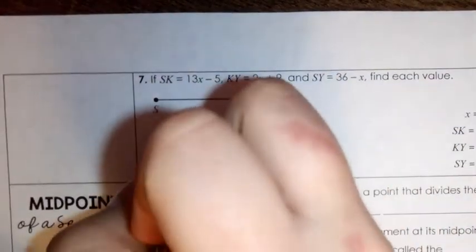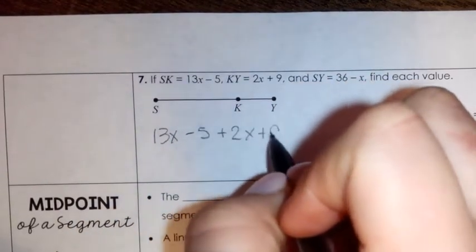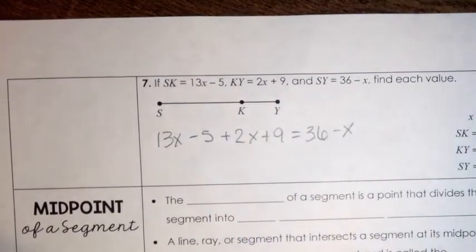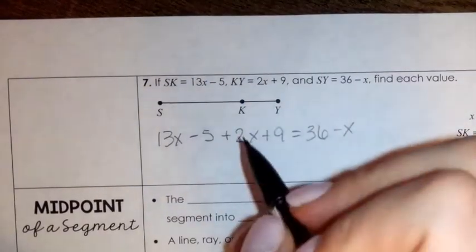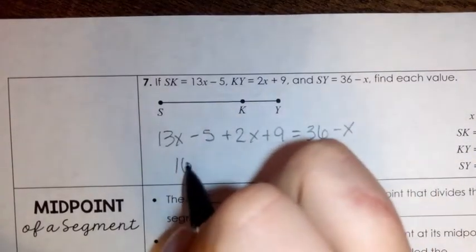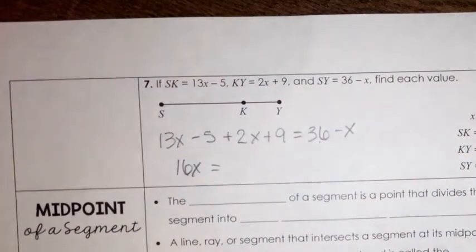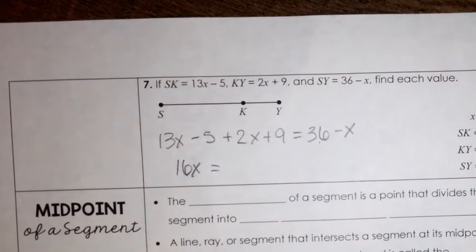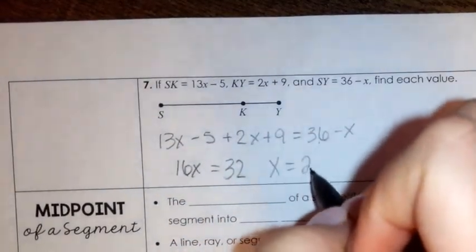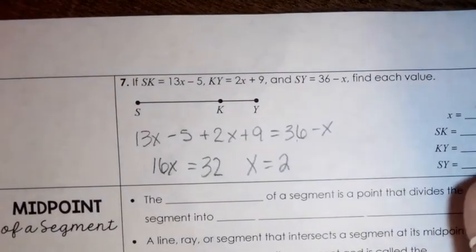So we can say 3x minus 5 plus 2x plus 9 is equal to 36 minus x. So we can add, we get 5x plus 4 over here, and we add x, we get 6x is equal to 36 plus 5 minus 9 is 32. X is equal to 2. Okay, so now we have x.